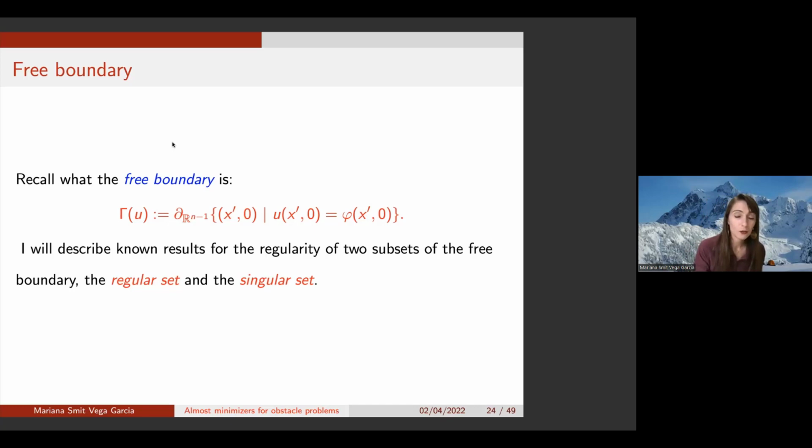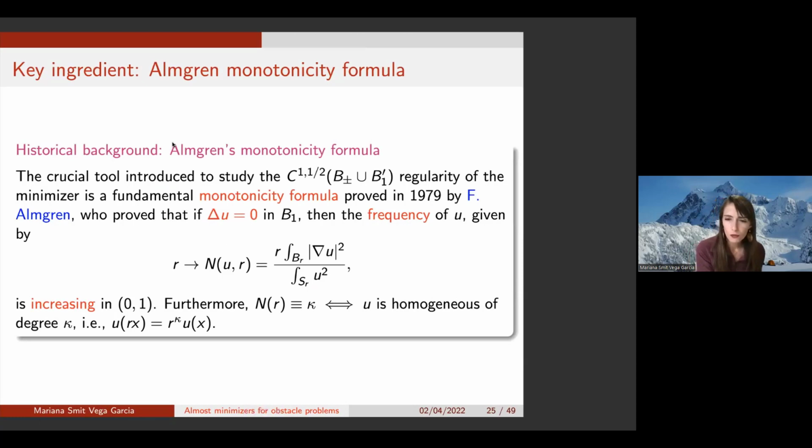And of course, if we have to split the free boundary, it already tells us that things will be more complicated. So one of the important techniques we use is the monotonicity formula of Almgren. In the case in which we have a harmonic function, let's say in a unit ball, you can define this really nice function, the frequency. It's a function of one variable, and you can prove that this function will be increasing as long as the function u is harmonic.